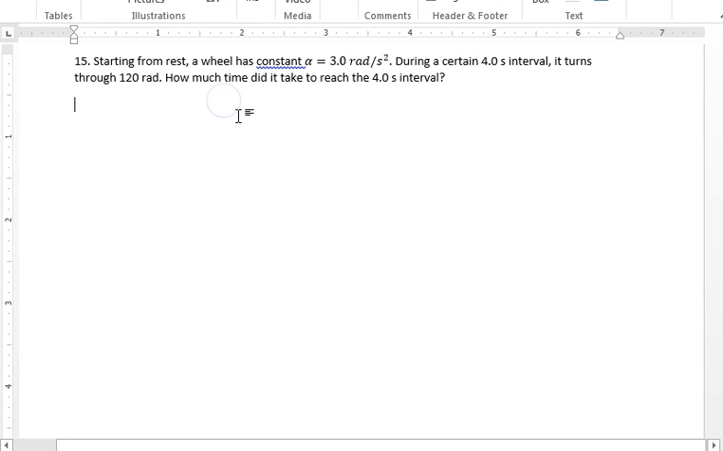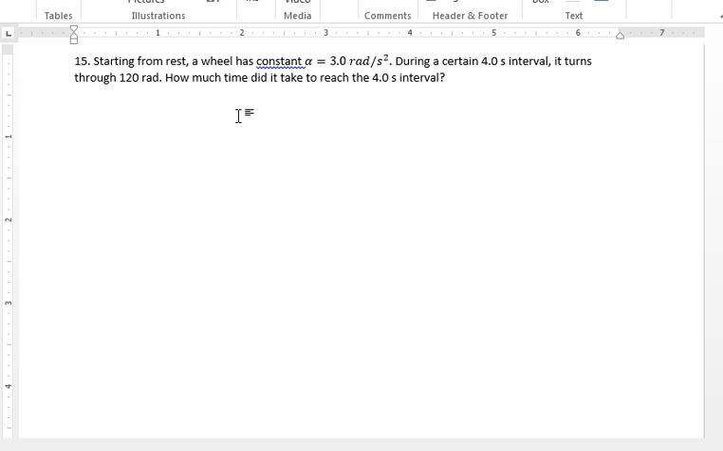All right, chapter 10, problem 15. So we've got a wheel that starts at rest, and it is going to go through constant acceleration, alpha equals 3 radians per second squared, and there's a 4-second interval in which it turns through 120 radians. And the question is, how much time did it take to reach the 4-second interval?